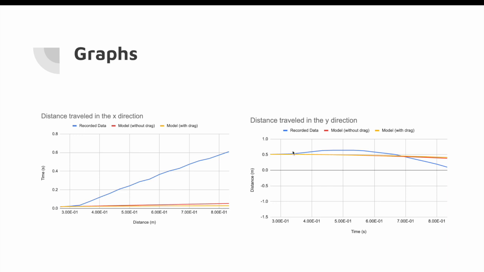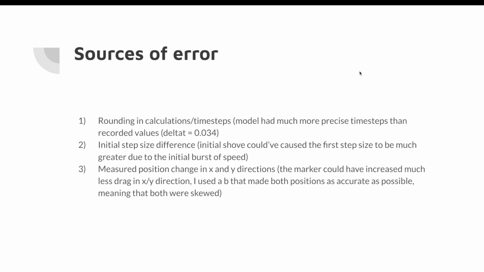So some sources of error, we could have had errors rounding in the calculations or time steps, as the model had a much more precise time step, as its time step was 0.01, as the recorded data in Tracker, whose time step was 0.034. The initial step size difference also could have caused the first step size to be much greater due to the initial burst of speed, or much smaller, as the actual data shows a much greater increase and the model data shows a much smaller increase.